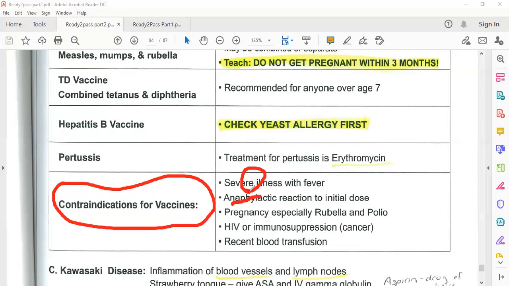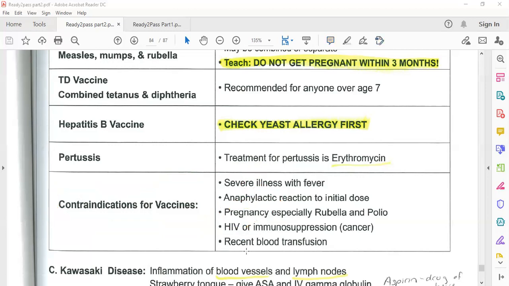If the patient is pregnant, especially, we do not give rubella or polio. If pregnant, we do not give. And definitely we have to talk to the healthcare provider for any vaccine or anything. Also if your patient has a severe immunodeficiency condition, or a recent blood transfusion. So these are the conditions basically where we do not allow vaccination.